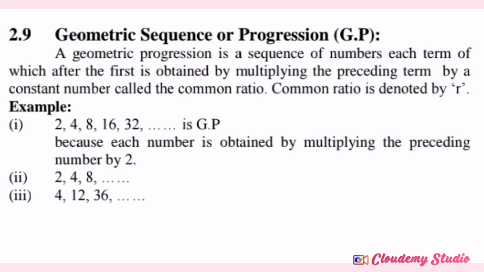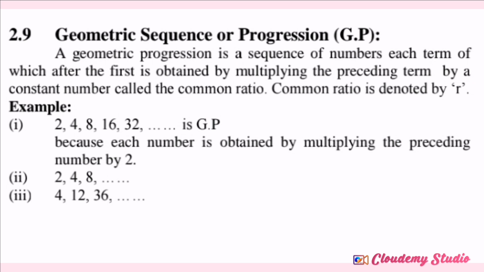Now, what is a geometric progression? A geometric progression is a sequence of numbers, each term of which after the first is obtained by multiplying the preceding term by a constant number called the common ratio. The common ratio is denoted by R.